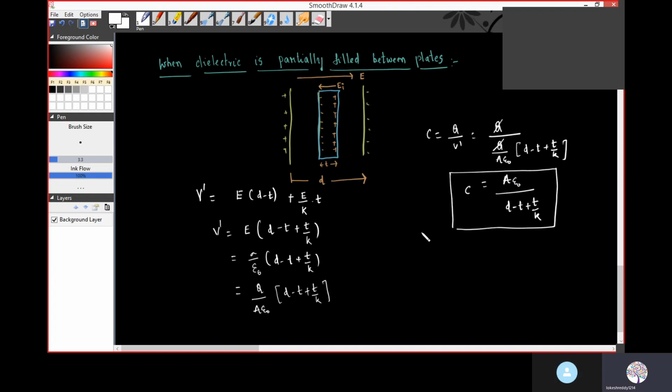So now what I'll do is, here I'll take the positive charge, and here I will take the negative charge, and here I will put a couple of dielectrics.